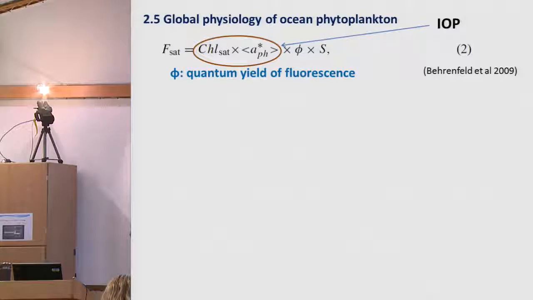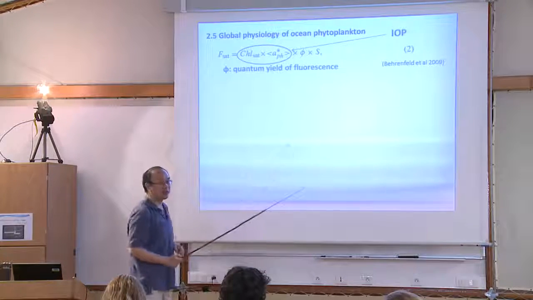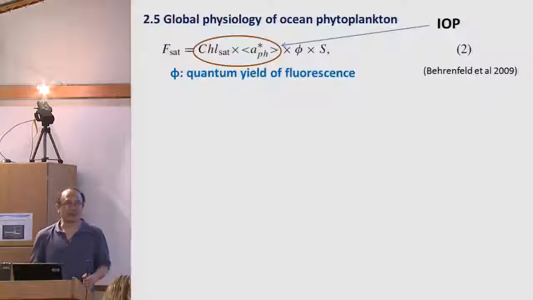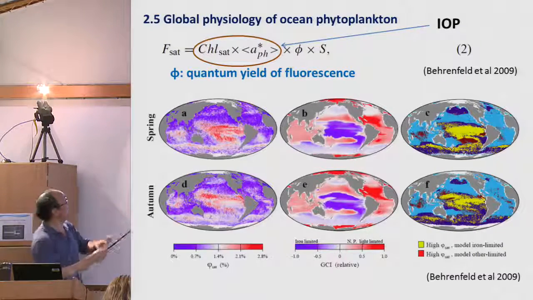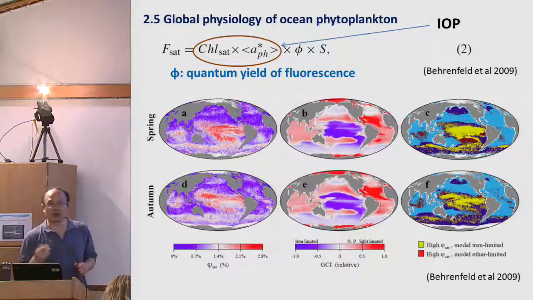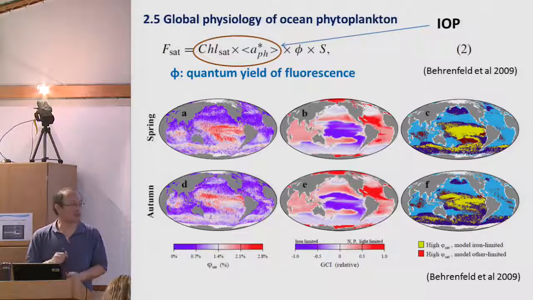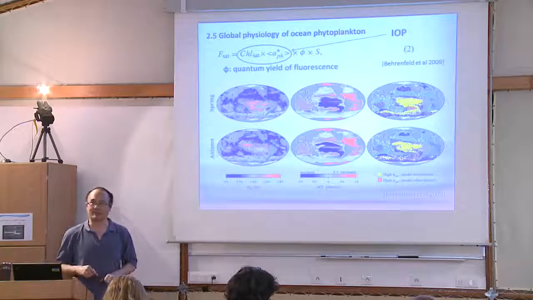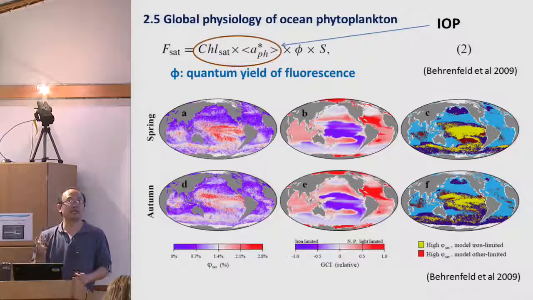This is absorbed light, and the quantum yield of fluorescence transfers it to the fluorescence line height. This quantum yield phi is related to physiology, nutrients, iron limitation, all those things. This is demonstrated by Behrenfeld et al. On a global scale, you can use these IOPs to infer whether it is iron limited or not iron limited, and those things.